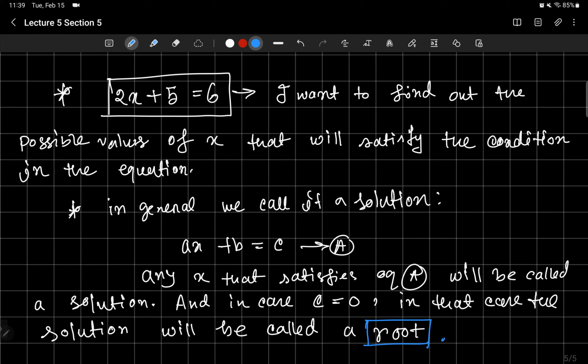So in general, what solution means is that you find that particular value of x, or any other variable that you are dealing with, that will satisfy the equation. That means the left hand side and the right hand side will be the same for that particular value of the variable.